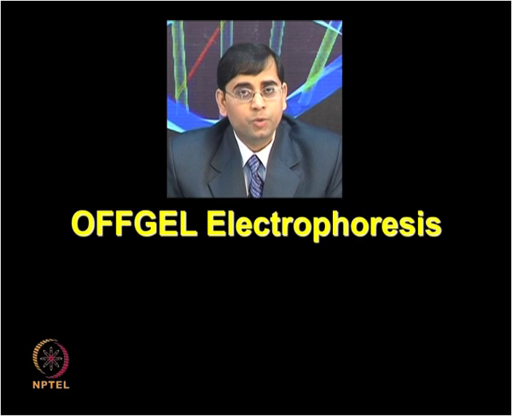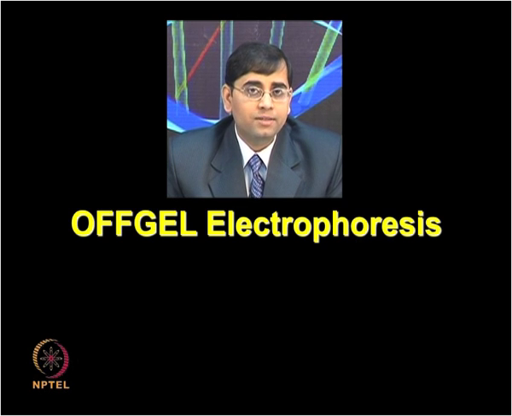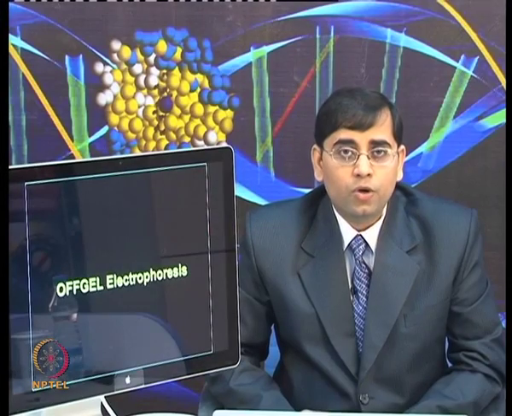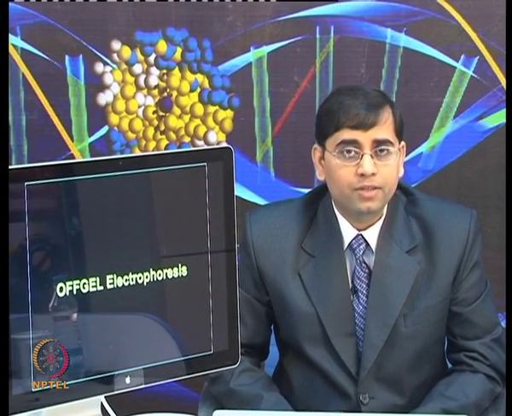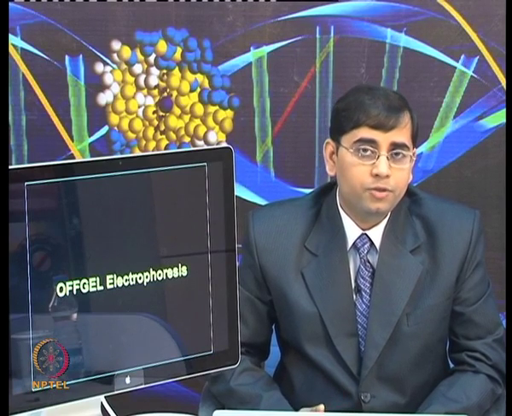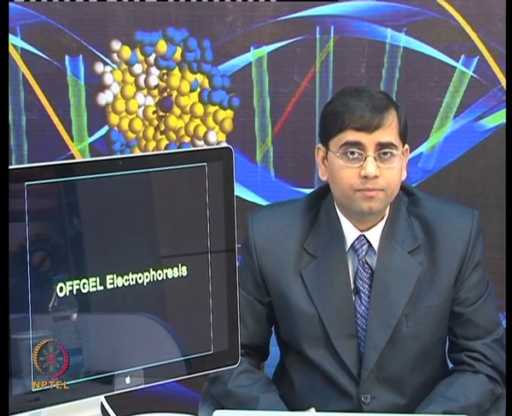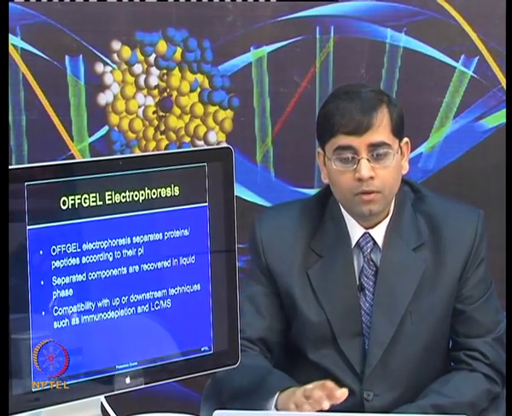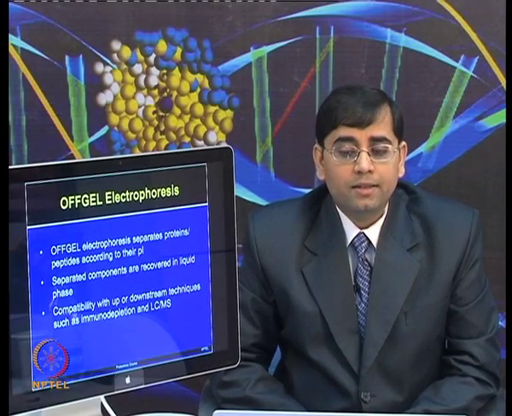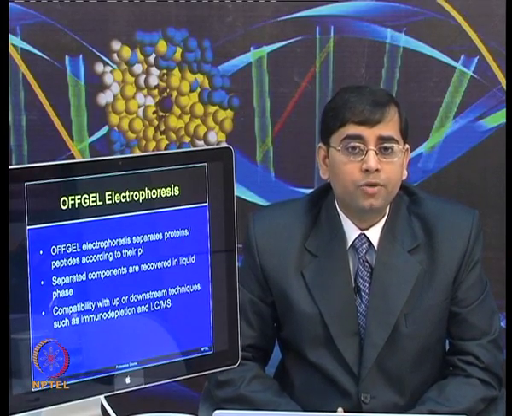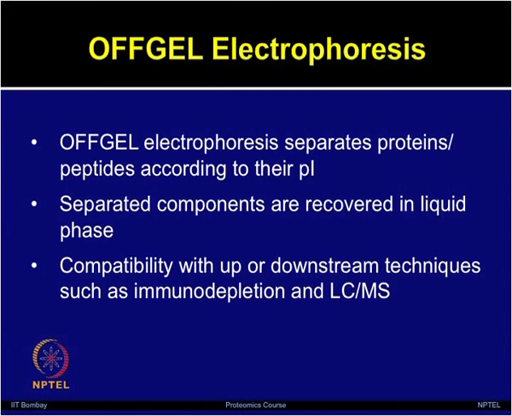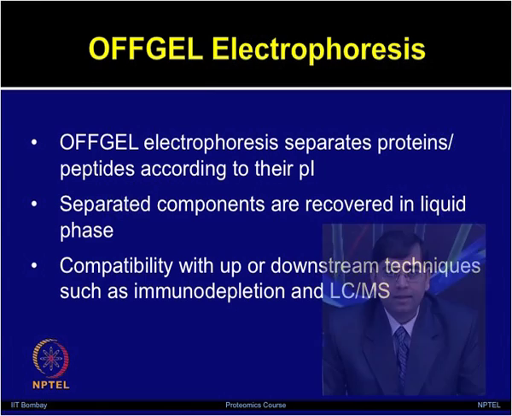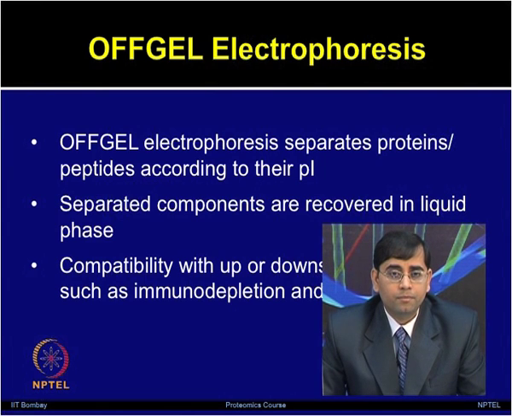people want to separate the proteins to reduce their complexity based on the isoelectric point, but you do not want to separate the proteins based on the gel, due to various artifacts which gel based approaches can offer. So, off-gel electrophoresis separates proteins based on the isoelectric point of the proteins or peptides. We have talked about how to do isoelectric focusing in the previous lectures.